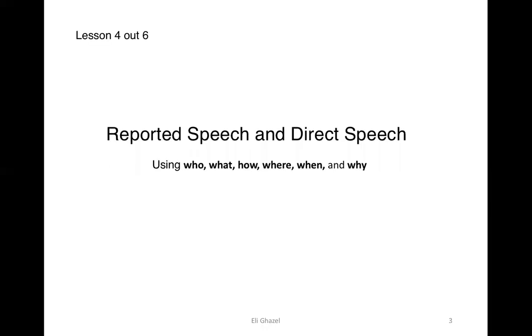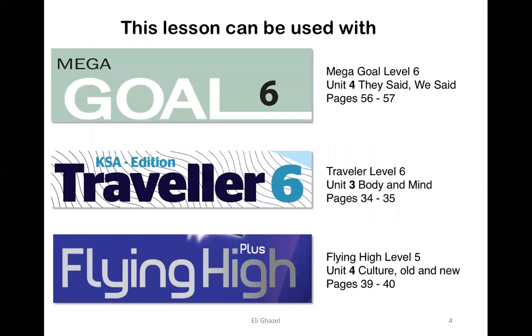This is a series of 6 lessons for reported and direct speech, and this is lesson number 4 out of the 6 series, and it is going to be focusing on direct questions using who, what, how, where, when, and why. This lesson can be used with Mega Goal 6, Traveler 6, and Flying High 5.